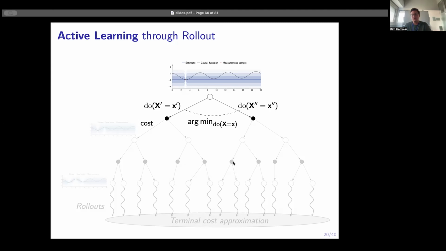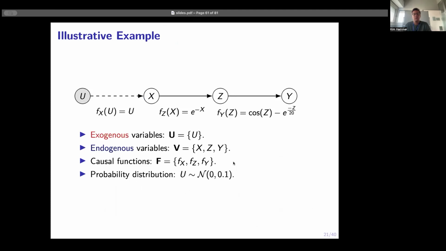So let us now illustrate this whole method on an example. Here we have a very simple structural causal model with 4 variables, and you see the causal functions here in the graph. And we will now apply our method to see if we can identify these causal functions only from measurement samples.